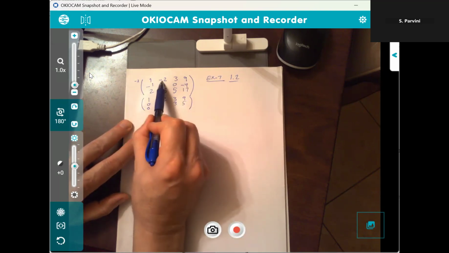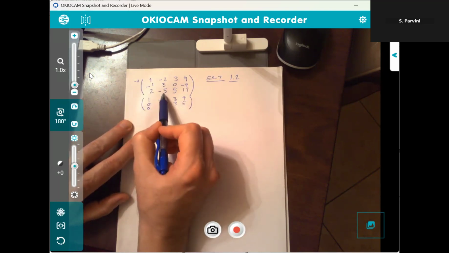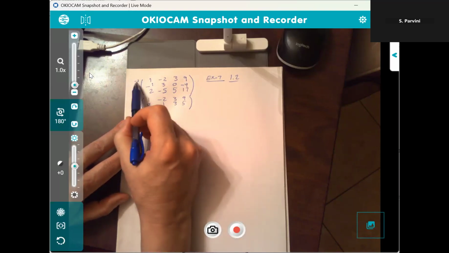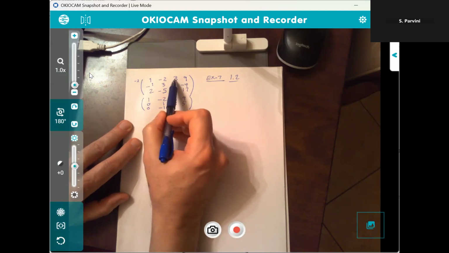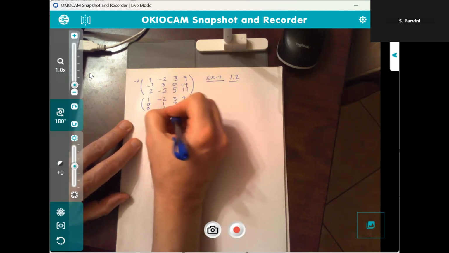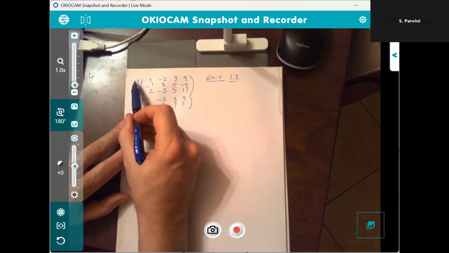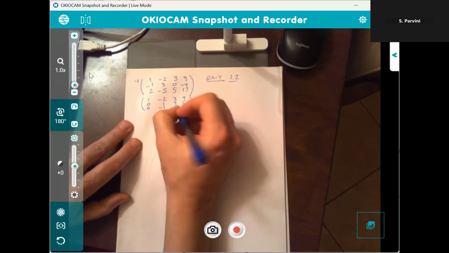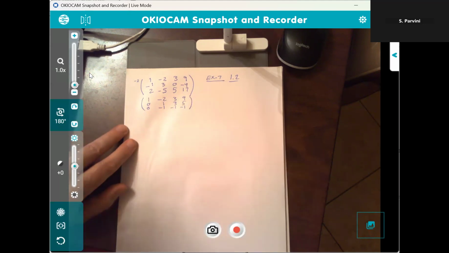-2 by -2 is 4. 4 minus 5, that's -1. -2 times 3 is -6, plus 5, that's -1. -2 by 9, -18, and 17, that's -1. See how that works so far?